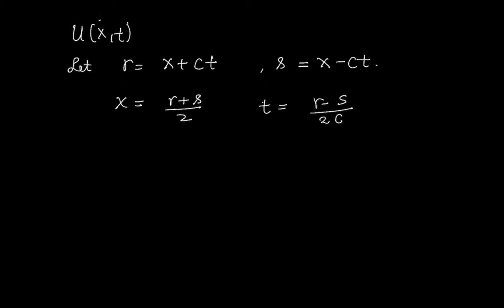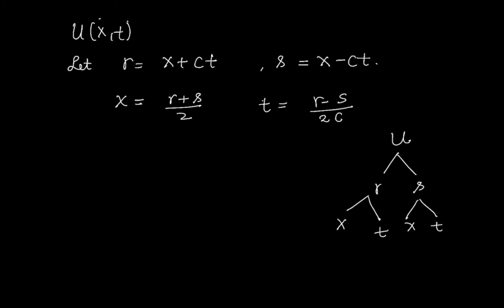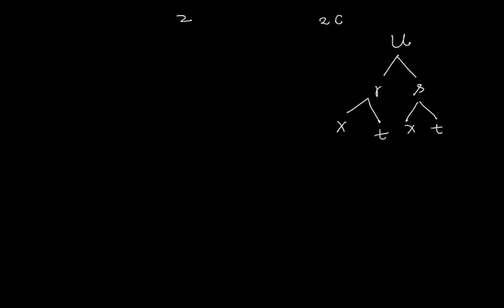So now my u is a function of r and s, where r and s are functions of x and t. This is my chain. So what I need to do now is basically calculus 3. I need to calculate u t t and u x x. What is u t t and what is u x x.